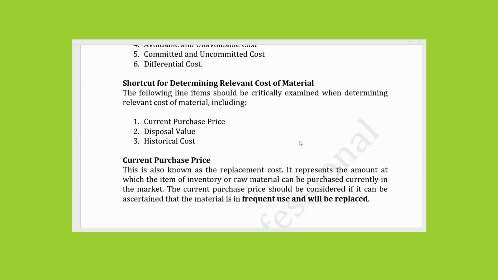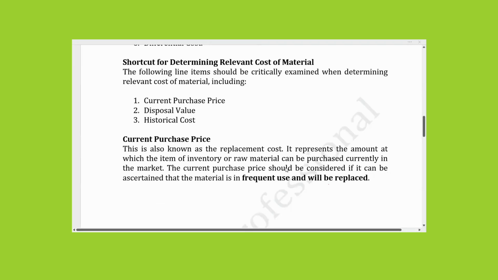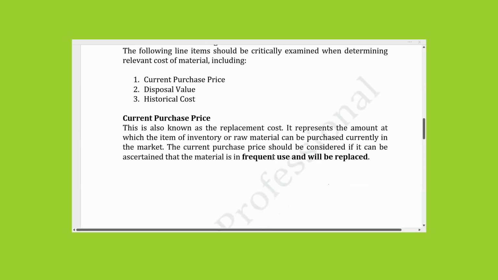It's a sunk cost. So you don't use the one that has been purchased before. It is the current price that you are going to use in your calculation. So that's what you are going to do as far as current purchase price is concerned. Let's move to the second one. The second one is disposal value.